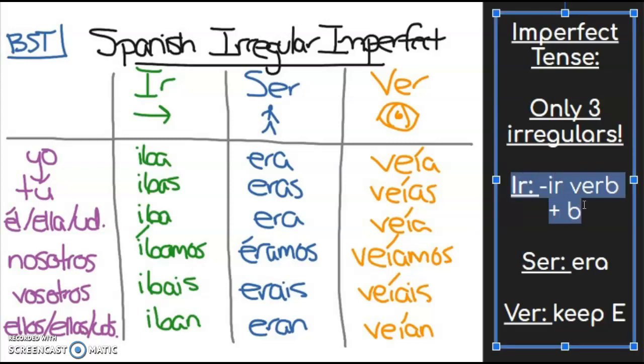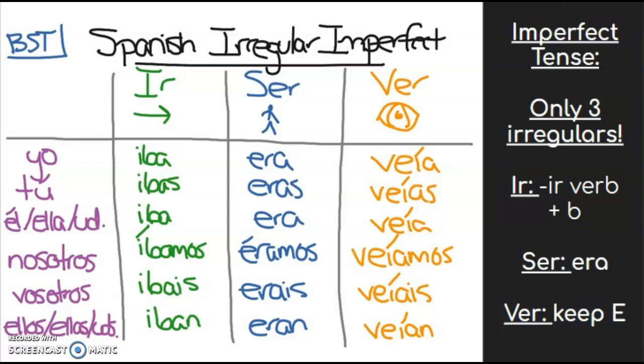So the verb ir, to go, it would be a regular IR verb, except there's no accents, and they just added the letter B everywhere. Ser, it all starts with era, and then it uses mostly kind of sort of present tense endings. And then ver, it's regular, except they keep that E. So it's like the ia, ias, ia, iamos, iais, ian endings, except they just keep the E. So those are the only irregulars in this tense. So we learned that whole tense in 1 minute and 40 seconds.